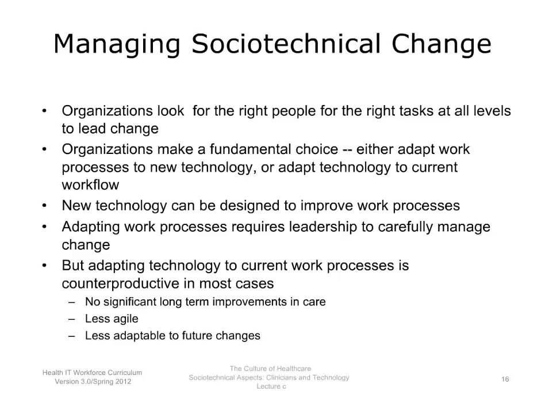How do organizations manage socio-technical change? They look for the right people to perform the right tasks to lead change at all levels. They ensure that the people in technology work together with clinicians in a collaborative and cooperative way. Organizations make a fundamental choice. Either they adapt work processes to new technology or adapt technology to current workflow processes.